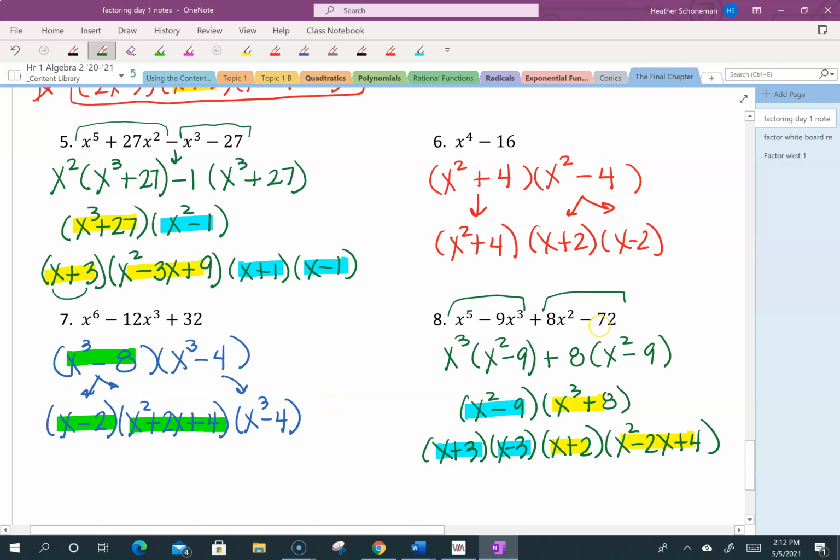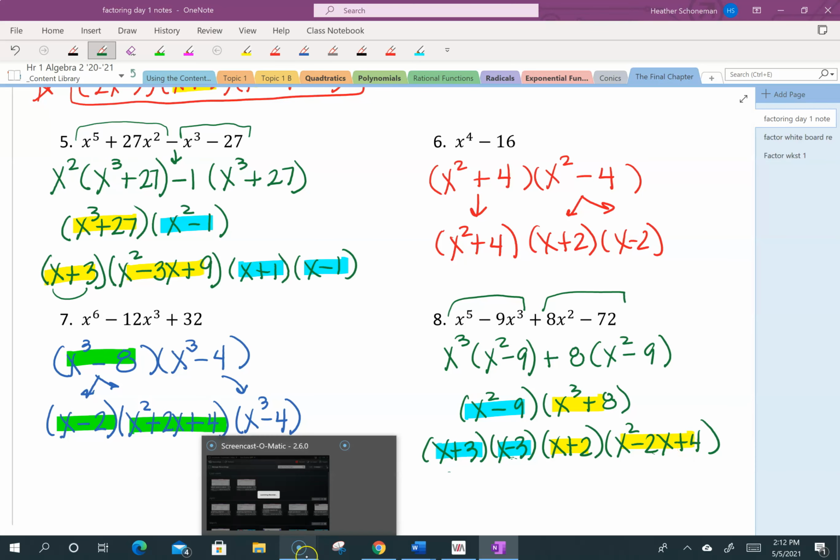Number 8, I had to factor by grouping again, and when I got done, I got x squared minus 9 and x cubed plus 8. The x squared minus 9 is the square pattern, factored that. The x cubed plus 8 is the cube pattern, and I factored it there. Hopefully this will help us.